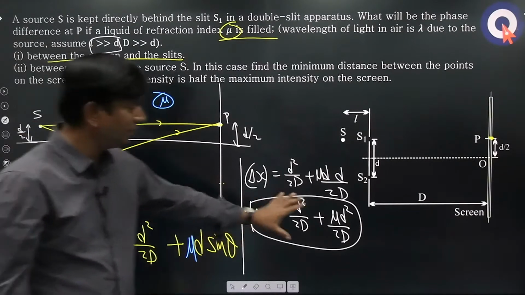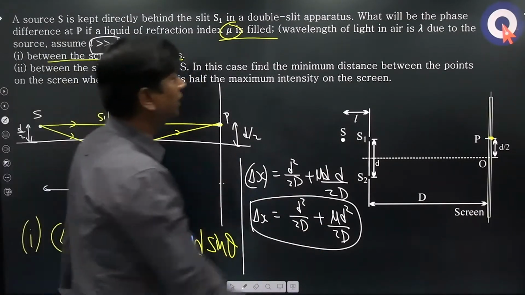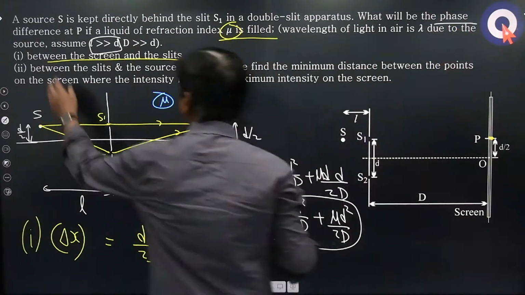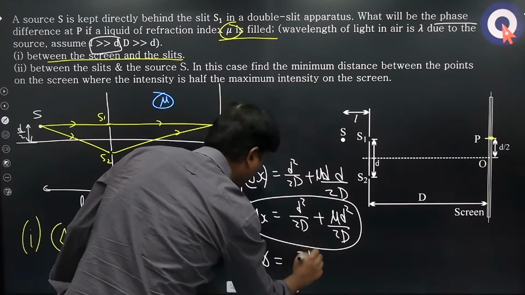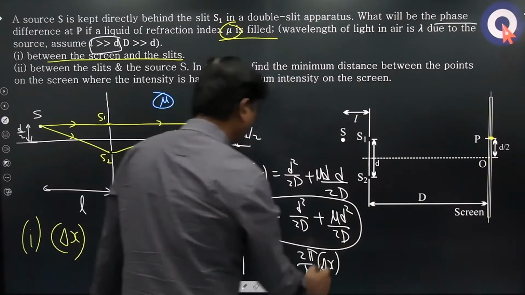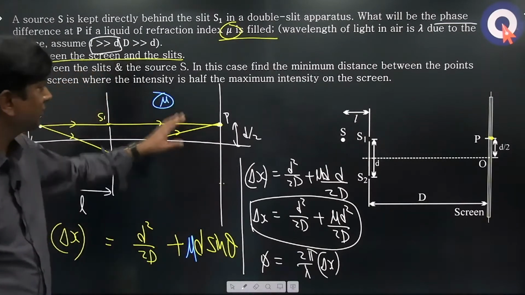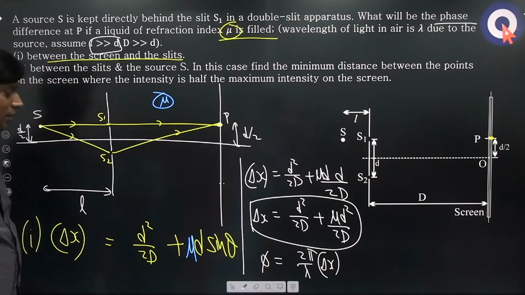So once this is the net path difference, automatically you can find what is the phase difference also. Okay, so phase difference is simply equal to 2 pi by lambda times delta x. So that you can put it. So they are just asking the conditions, right? This is the first bit.